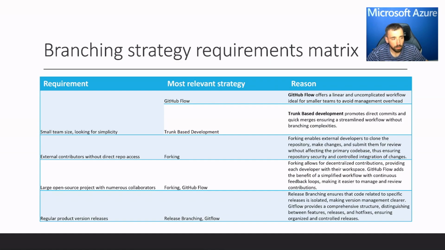And then regular product releases. This would be the release branching and the Git flow branching strategies. Release branching ensuring that code related to specific releases is isolated, making version management easier. With the Git flow, we're providing a comprehensive structure, distinguishing features, releases, and hotfixes, ensuring organized and controlled releases. So this is consistent with what we want when we've got regular product version releases and the complexity of maintaining multiple versions.